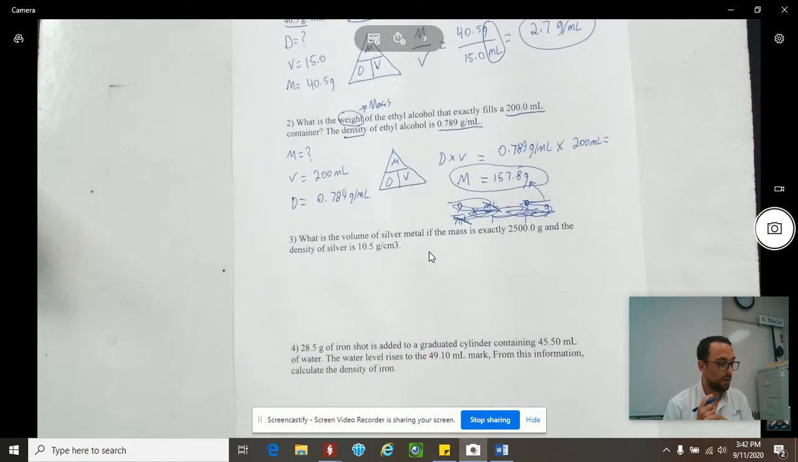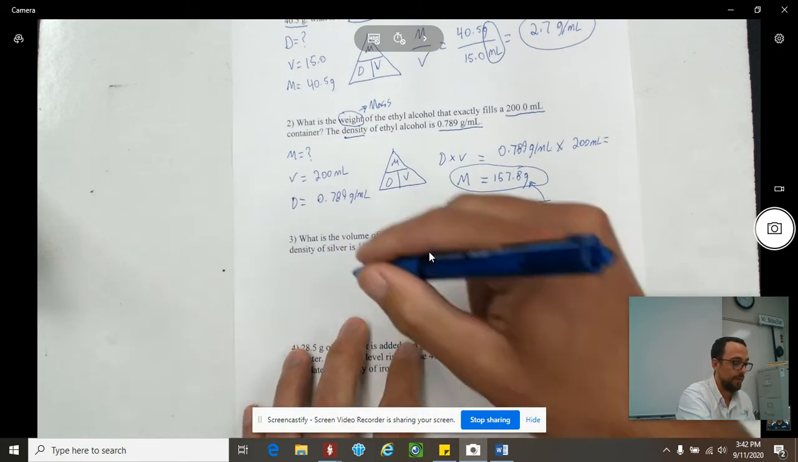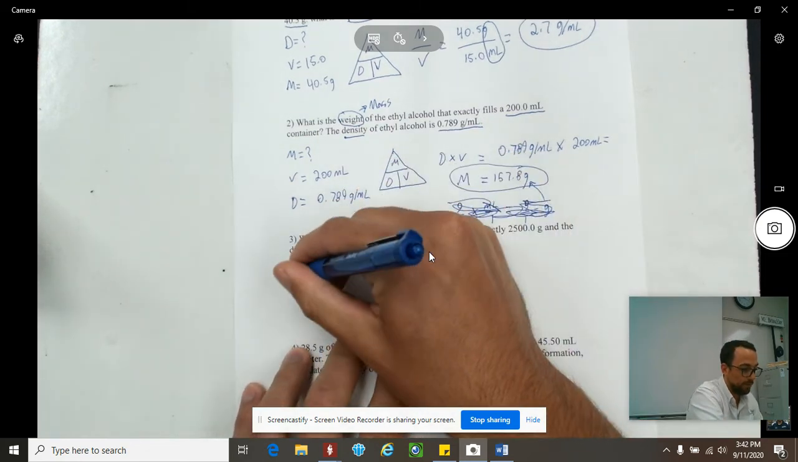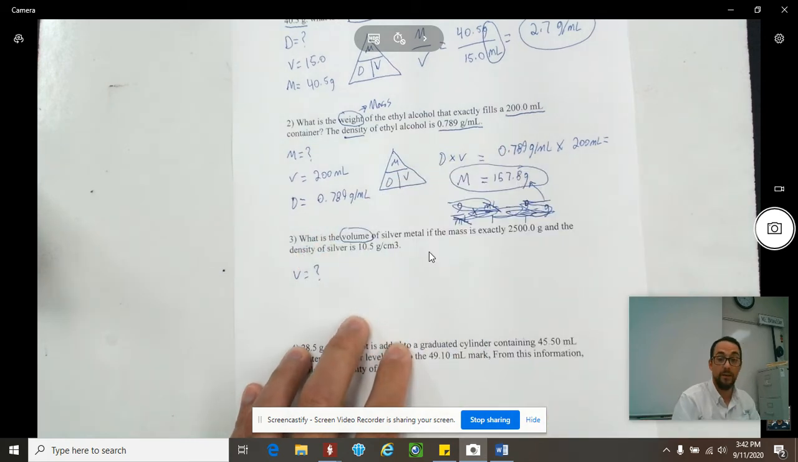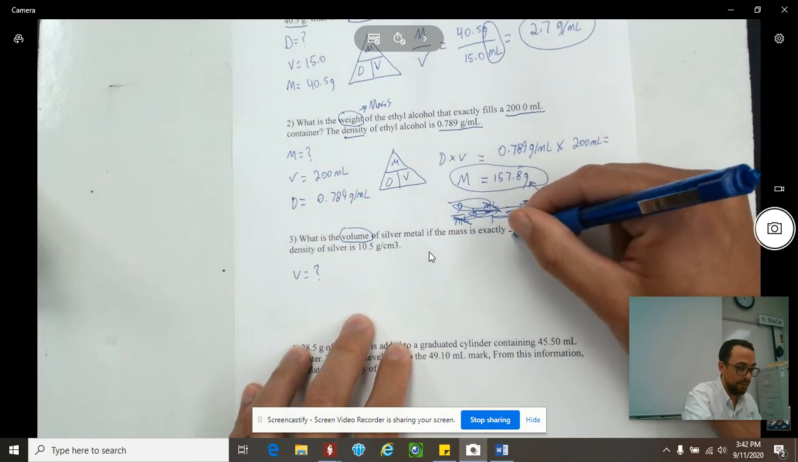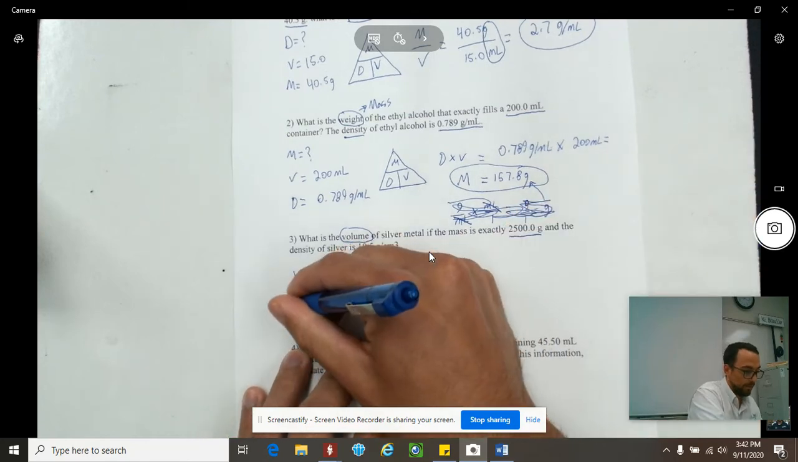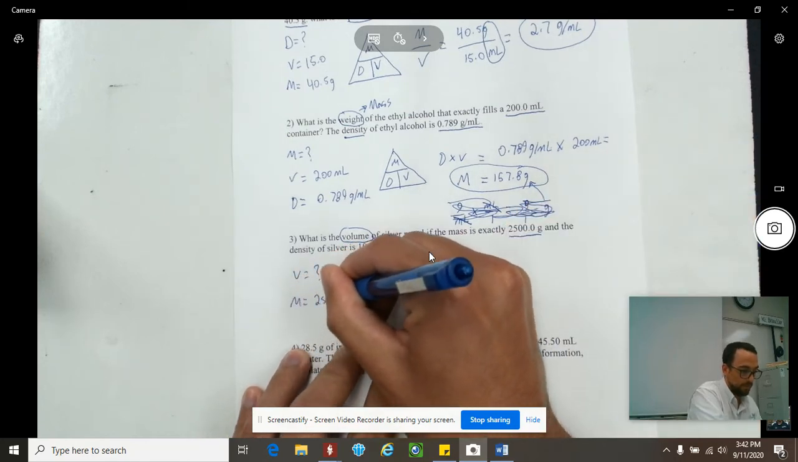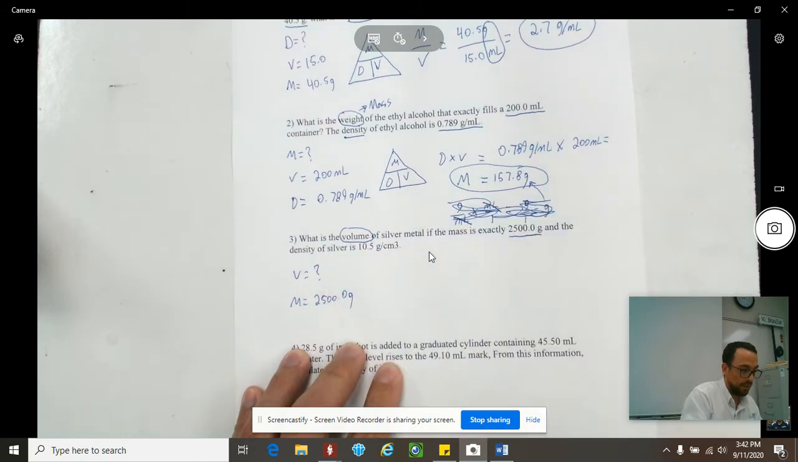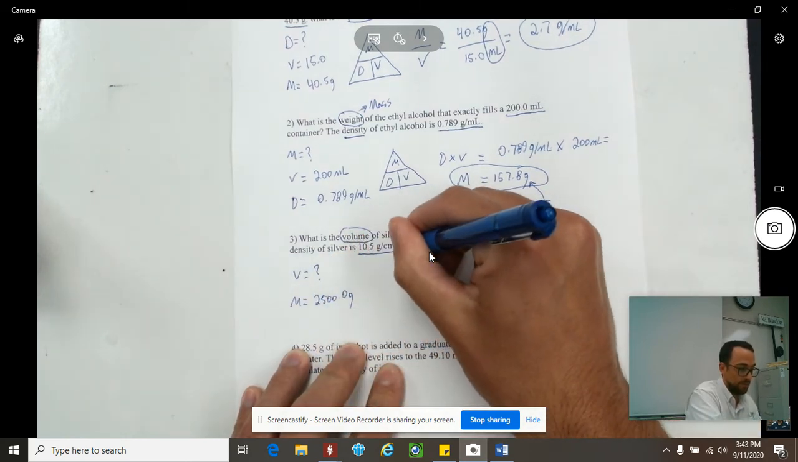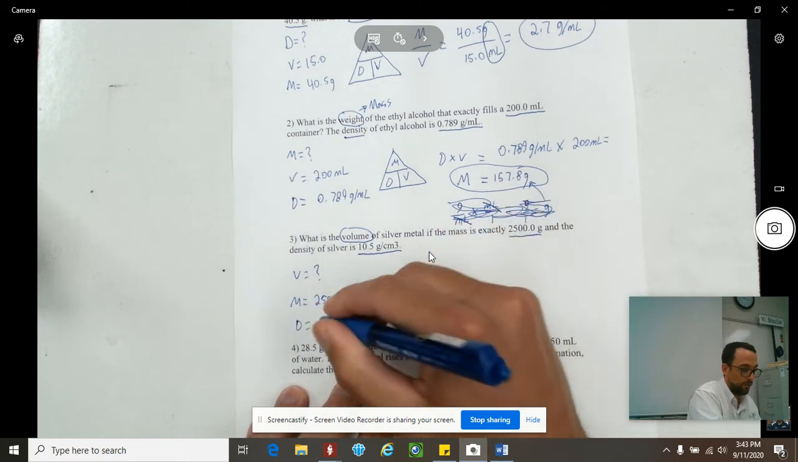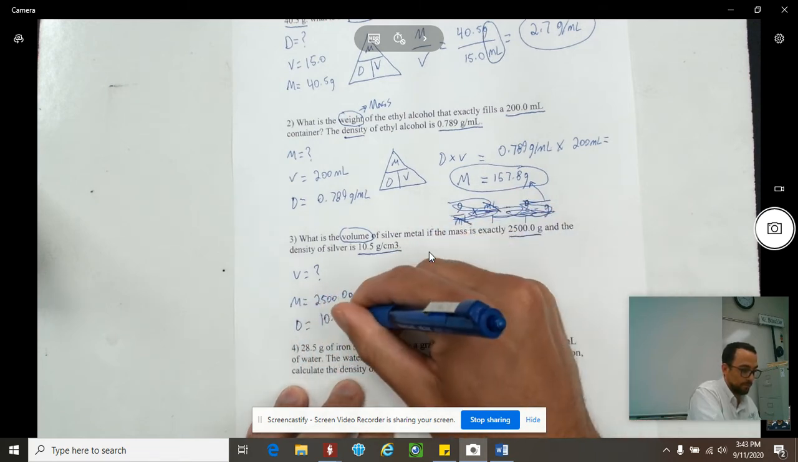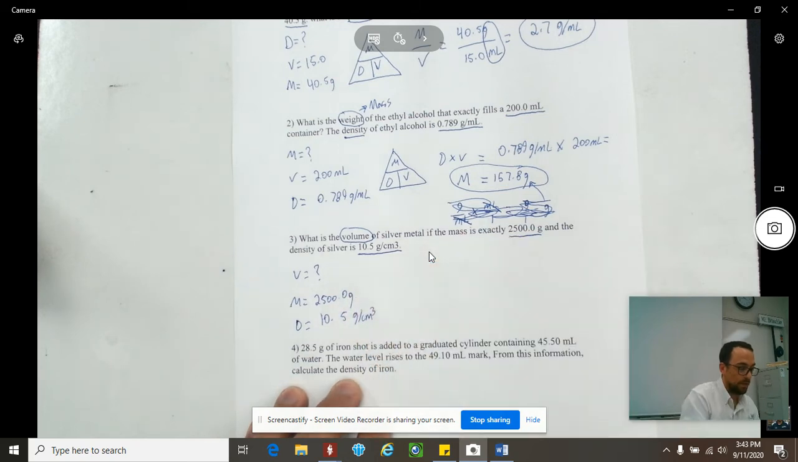So what is the volume of silver metal if the mass is exactly 2500.0 grams and the density of silver is 10.5 grams per centimeter cubed? So first thing, what is the volume? That's what we're dealing with. So V equals, I don't know. I've got to figure it out, okay? And then the mass of this object is this number right here. So M equals 2500.0 grams. And the density of silver is this right here. So far, pretty easily written out for us, right? No confusion.